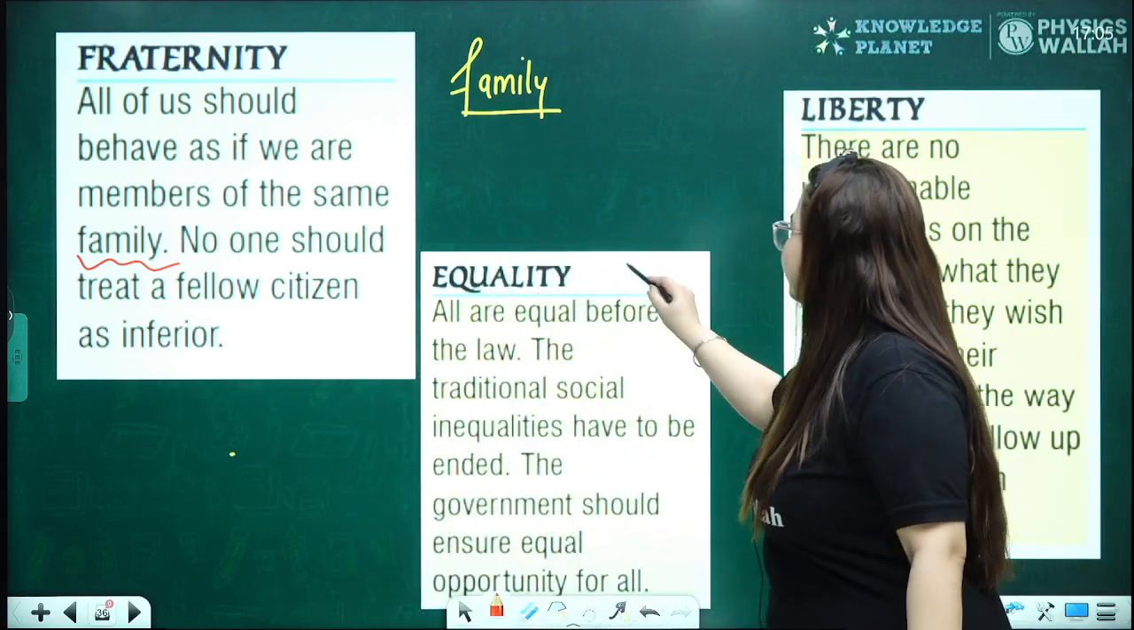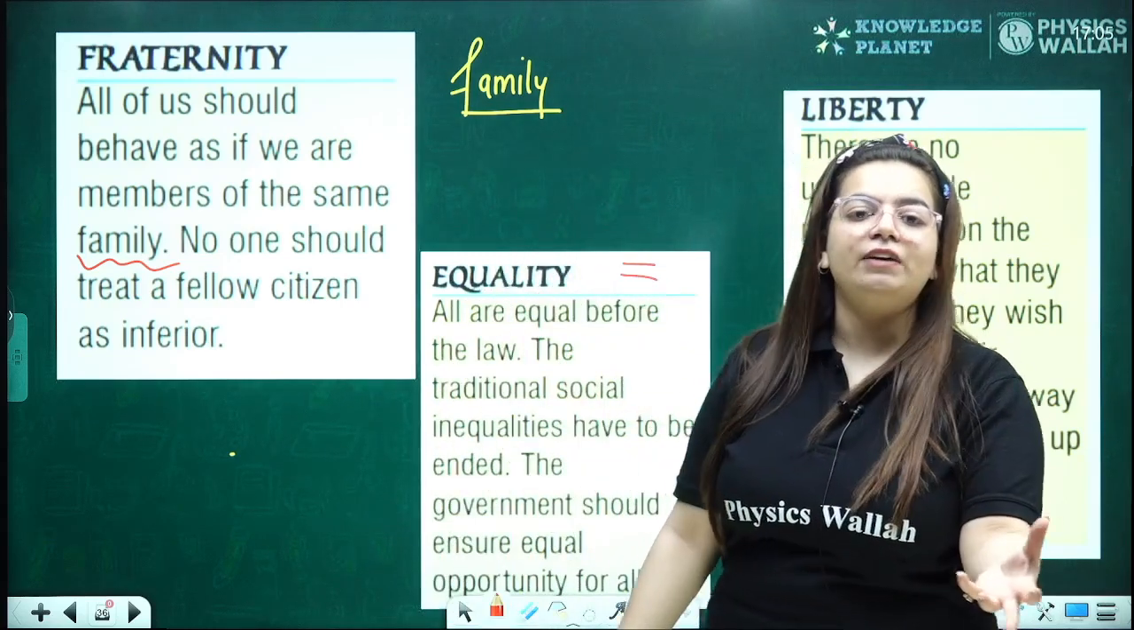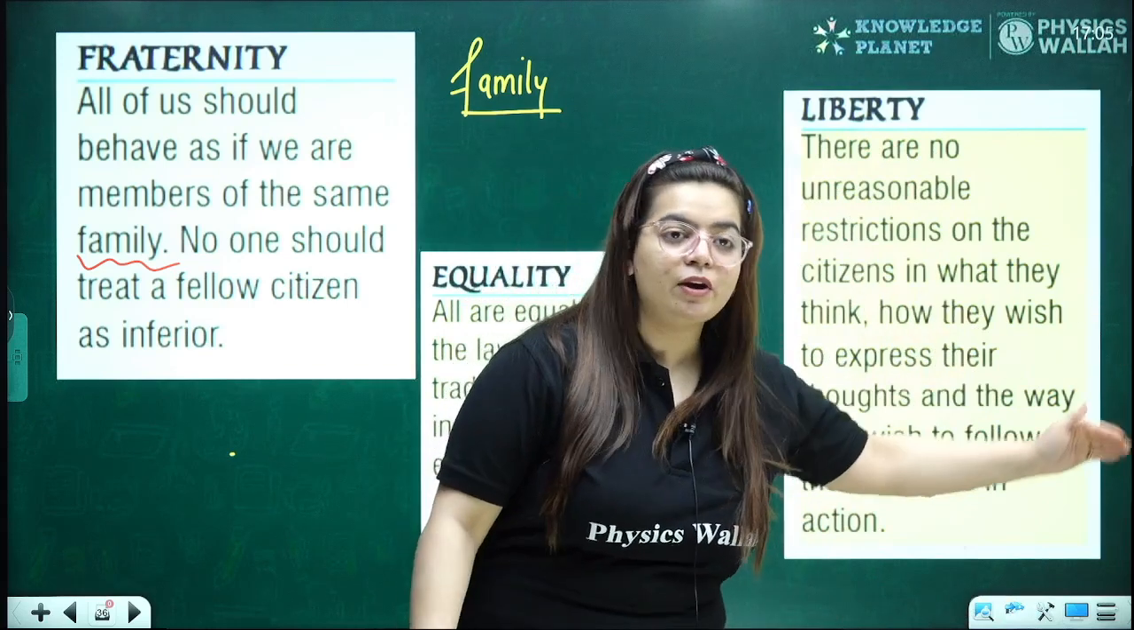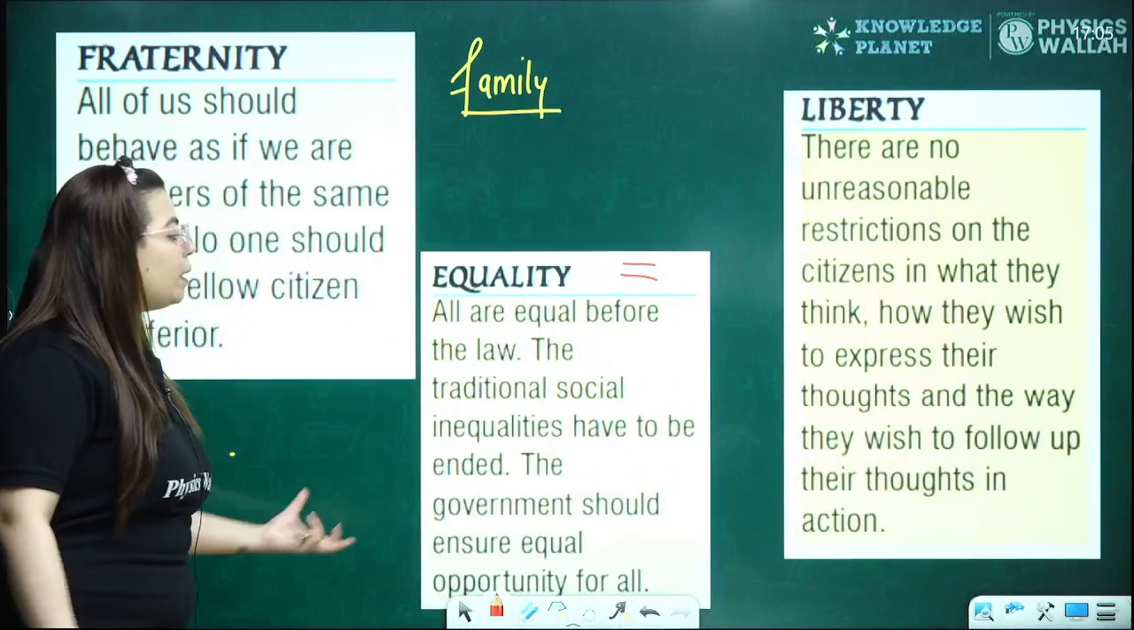Next we have equality. Equality means whatever equality we are giving to everyone, it should be the same for everyone. Okay, all are equal before the law.